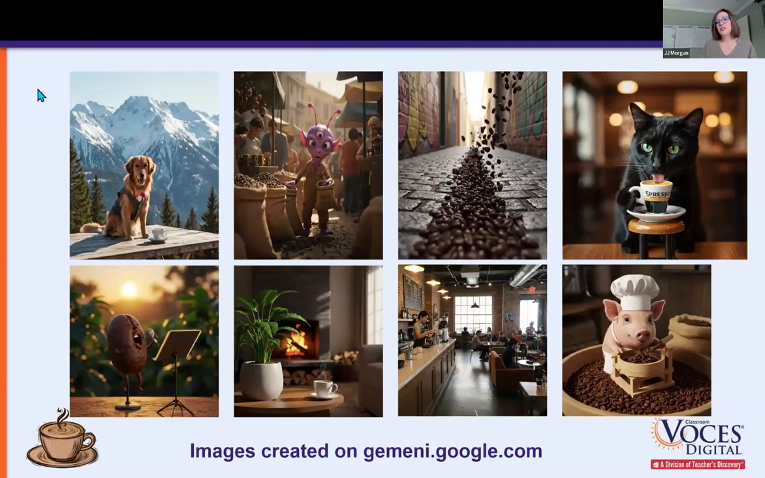Okay, these were some more images. I was just really having fun with Gemini, and I was like, I'm gonna make these images and maybe somebody can use them. So we've got a pig processing coffee. We've got a coffee shop. We've got a plant and a fireplace and a cup. We have a coffee bean singing, which kind of looks like the raisins from that old commercial.